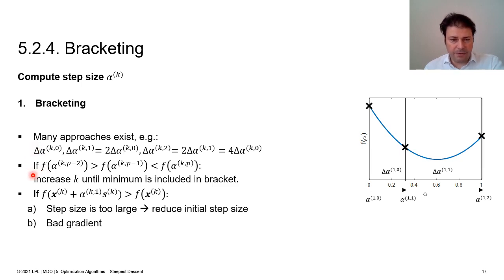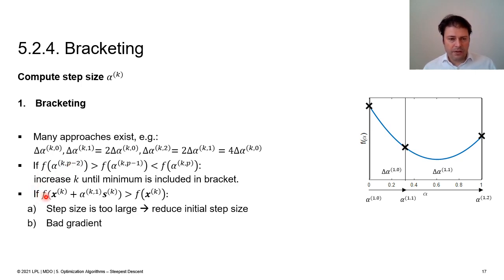So the condition to be satisfied for an optimum to be included is this. You want the function value to be less than the last function value, or the function value before that, and then you know that in that interval you have an optimum. If our assumption of convexity is true, then it is even the global optimum.